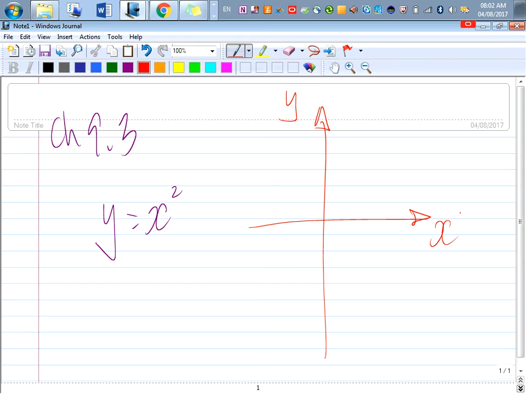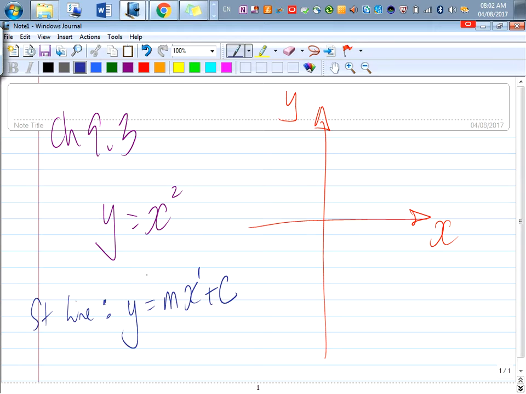When does a graph look like a straight line? Straight lines of the form y equals to mx plus c. What's the power for x in a straight line? 1. Is this 1 over here? So it is not a straight line. Now it is y equals to x squared.